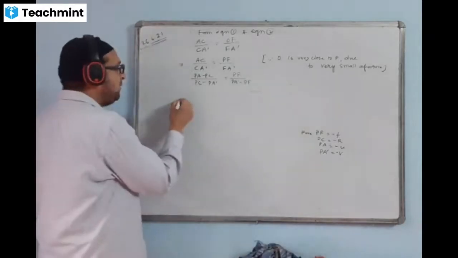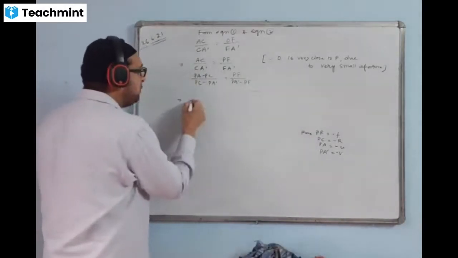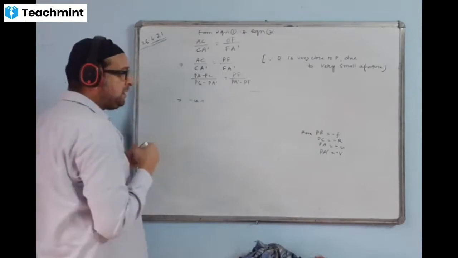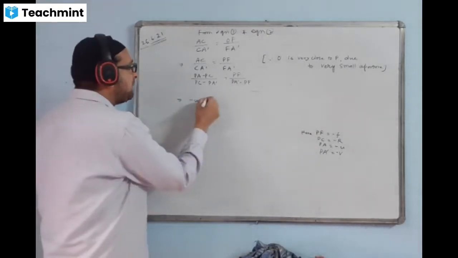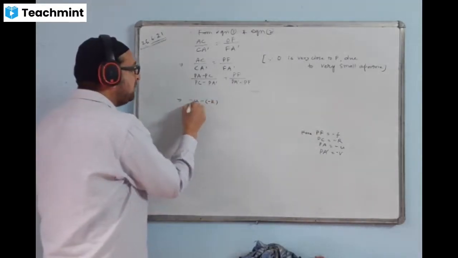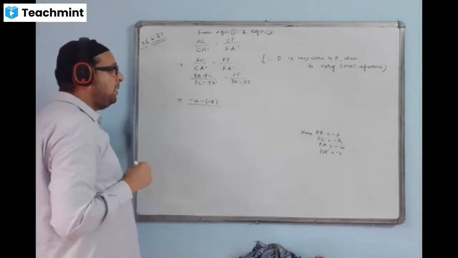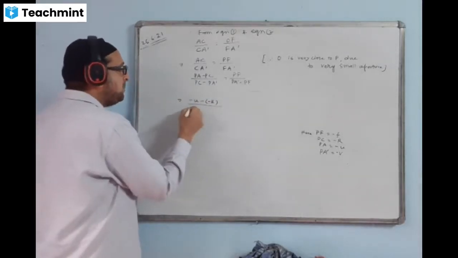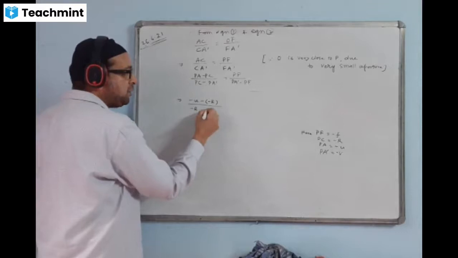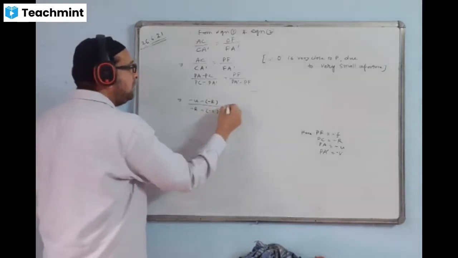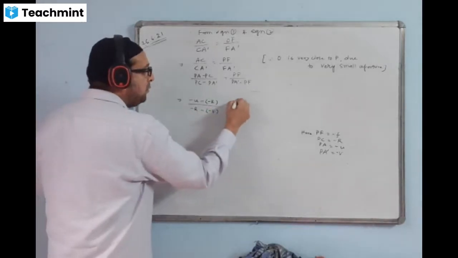Okay. Put the value of PA. The value of PA is minus U. Put minus U minus PC. PC is minus R, so put within bracket minus R, divided by PC. PC is minus R. PA dash value is minus V. PF is equal to minus F.